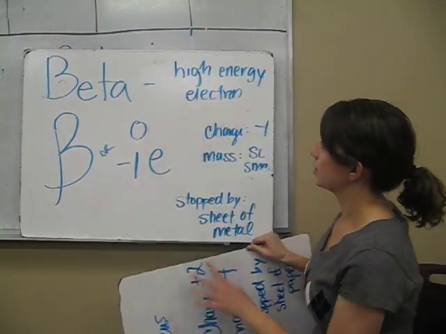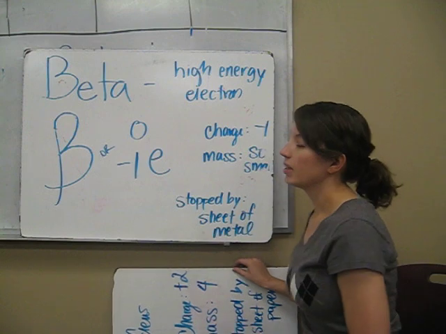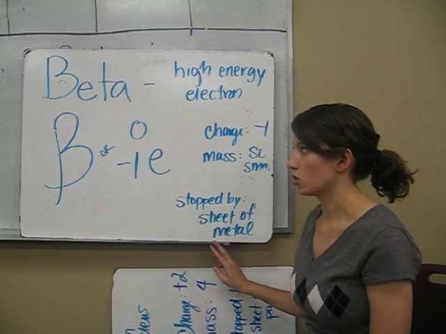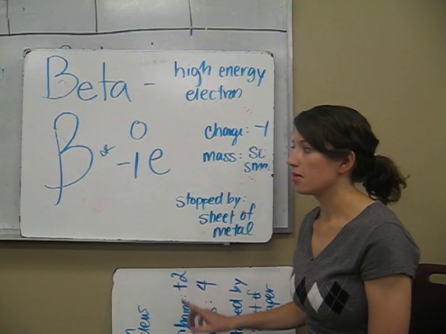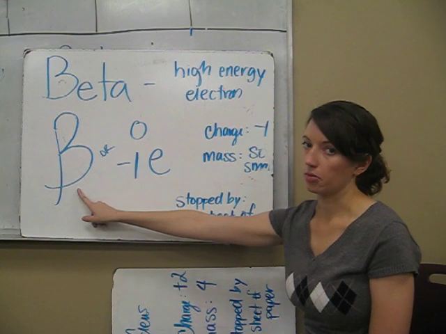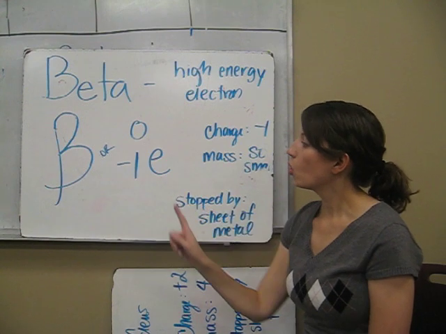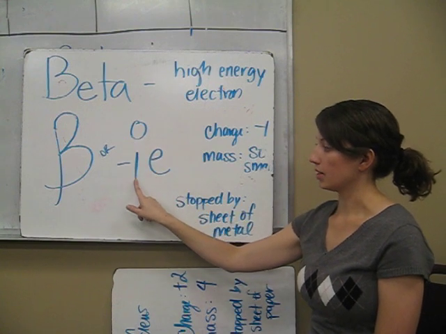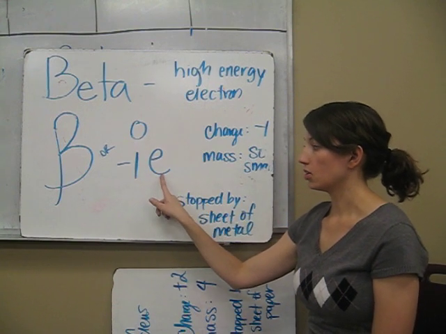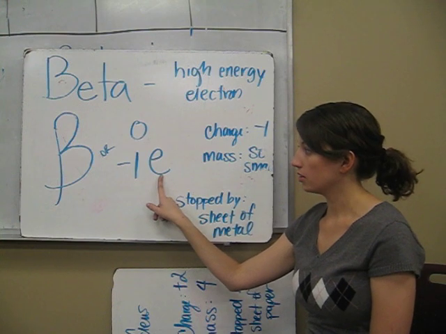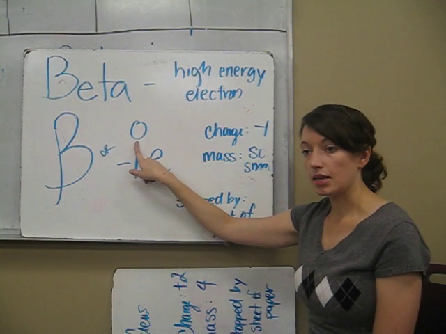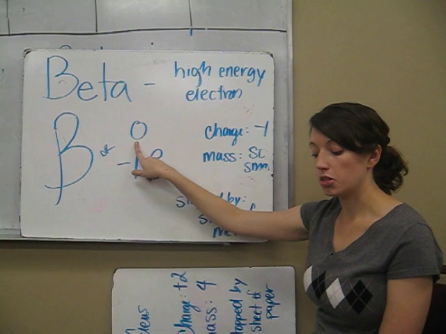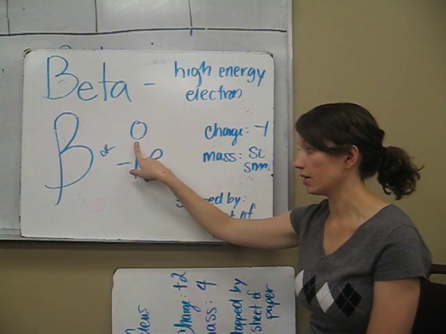The next particle is the beta particle. It is a high energy electron. We can symbolize the beta particle as this Greek letter beta, or we can symbolize it like this, 0, -1, e. The lowercase e stands for electron. 0 is the mass number. There are no protons and no neutrons. It is a single electron.